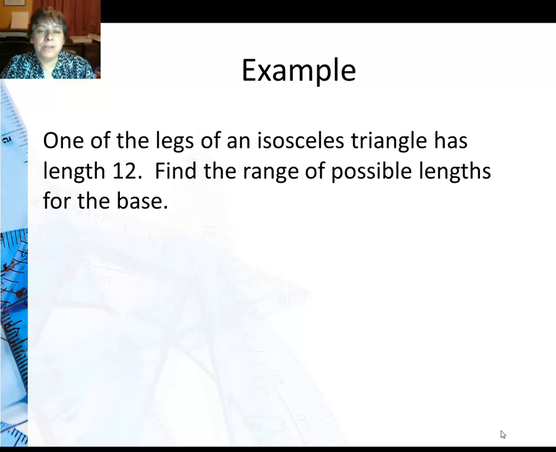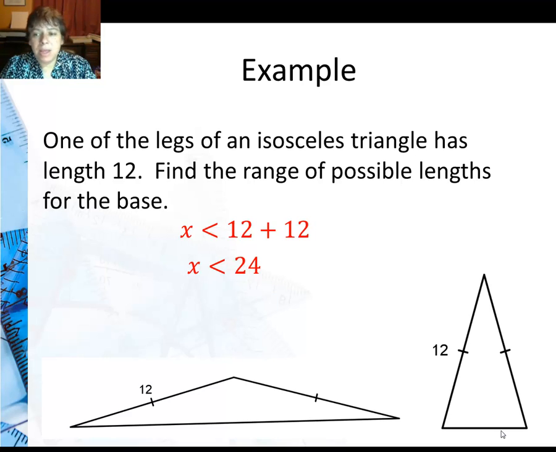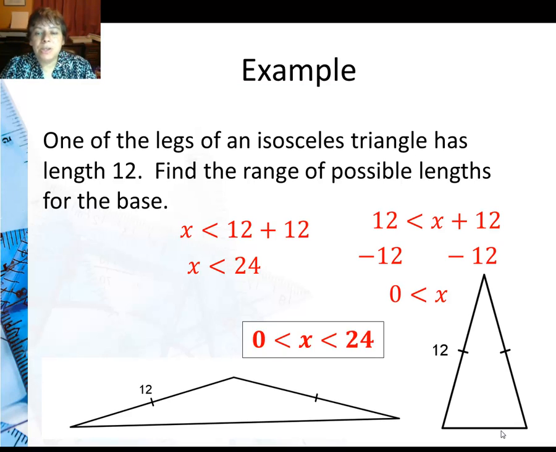Now I have an isosceles triangle where one of the legs is length 12. And I'm going to find the range of possible lengths for the base. Well, the base could be very long. So what is the biggest the base could be? Well, if I have the 2 sides of 12, I know 12 plus 12 has to be more than the base. So the base is less than 24. What if the base is one of the smaller sides? Then I say 12 is less than x plus 12. Subtract, and I get 0 is less than x. So my possible range of values for the unknown side is anywhere between 0 and 24.